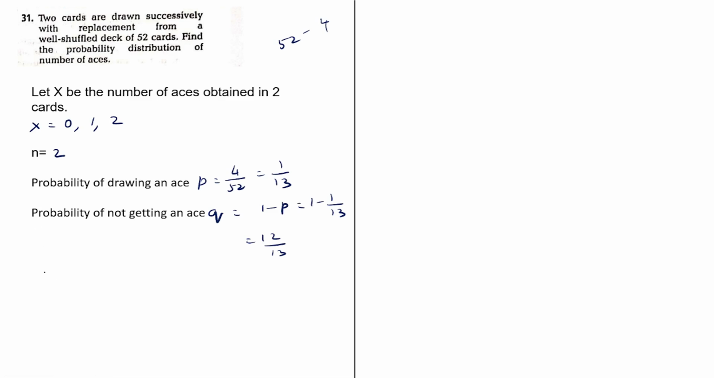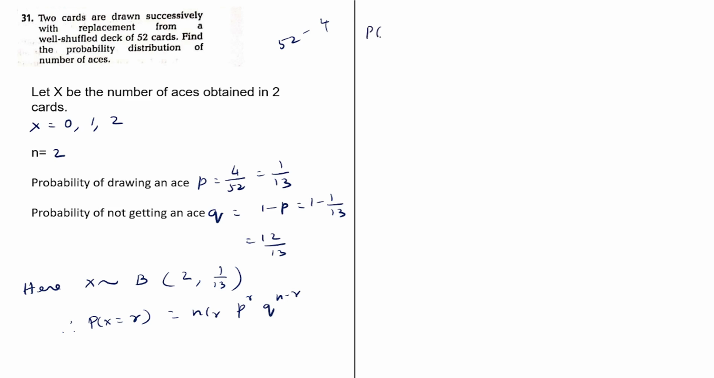To find the probability distribution of number of aces, we have to find the probability when X is equal to 0, X is equal to 1 and X is equal to 2. So here X follows binomial n comma p, where n is 2 and p is 1 by 13. Therefore, probability of X equal to r is given by nCr, P raised to r, Q raised to n minus r.